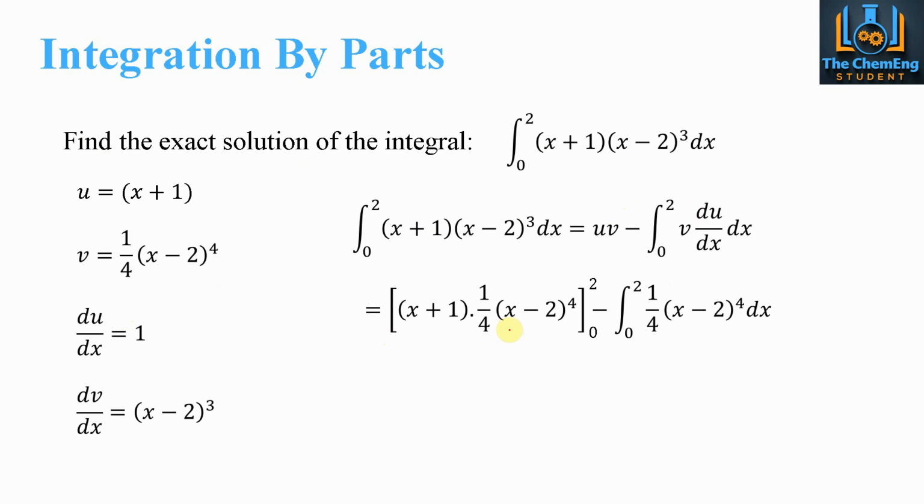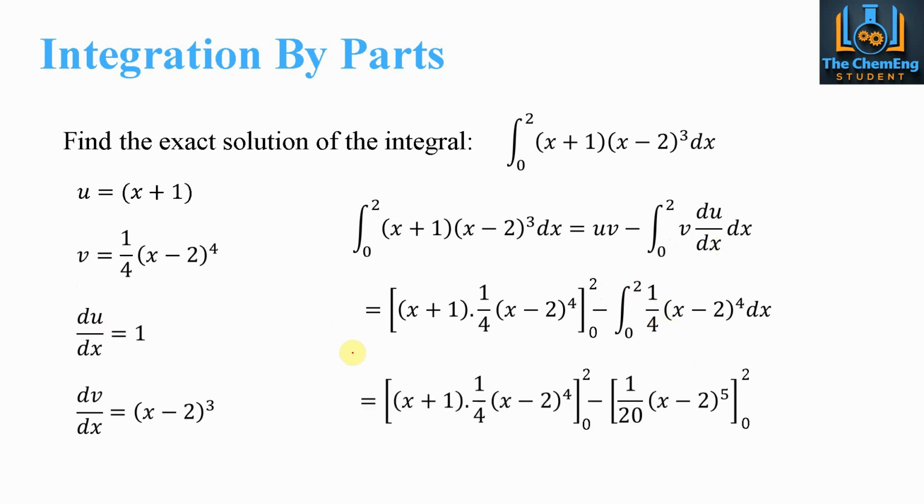Now the one thing that you must remember is that although this is outside the integral, we still have to substitute in the correct values of the limits into this equation. The key thing here is that v times du by dx is essentially just going to be v, because du by dx is 1. So we now just have to integrate this equation.